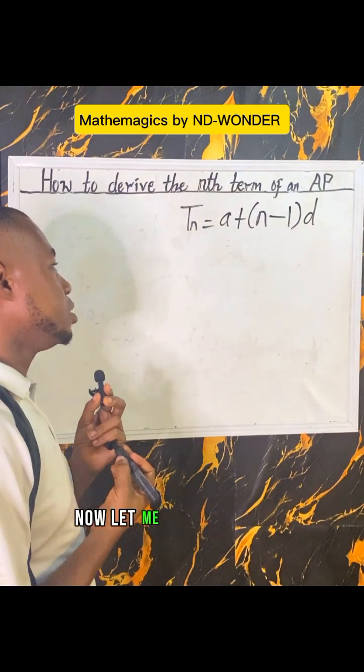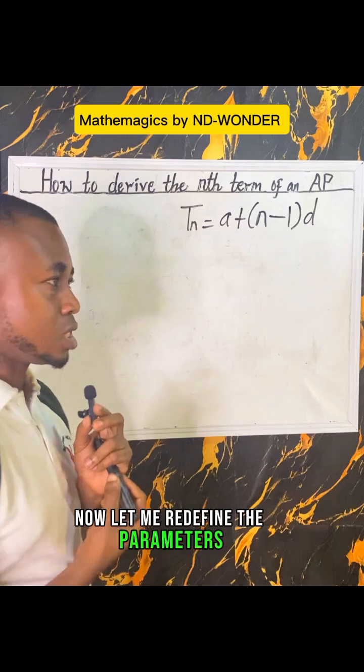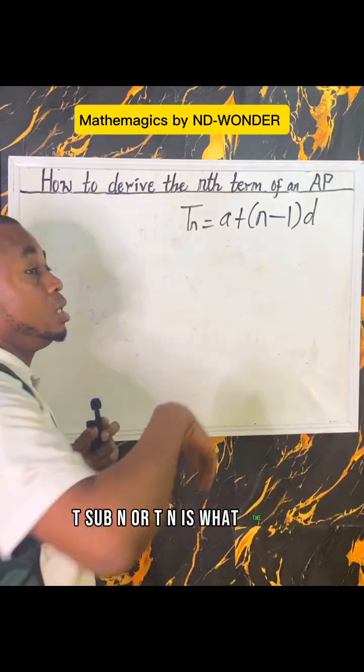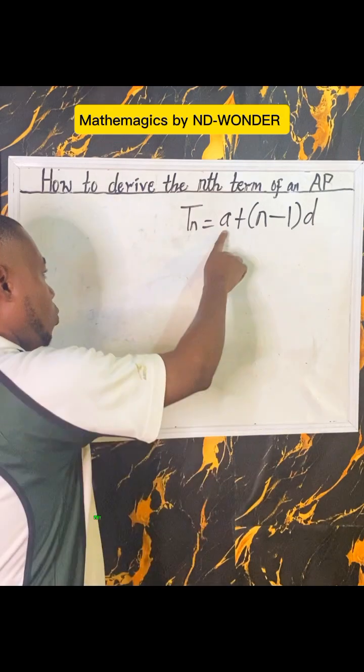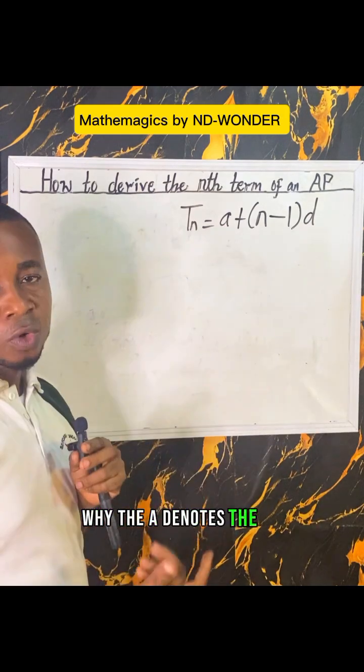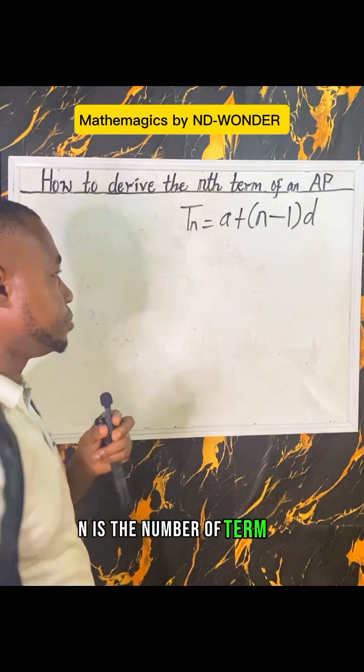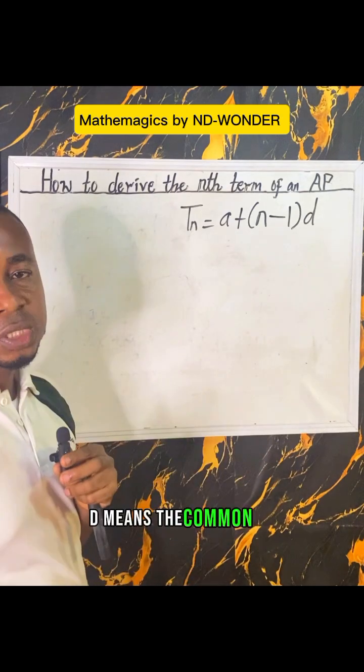Now, let me redefine the parameters. T sub n or Tn is the nth term, while A denotes the first term. N is the number of terms. D means the common difference.